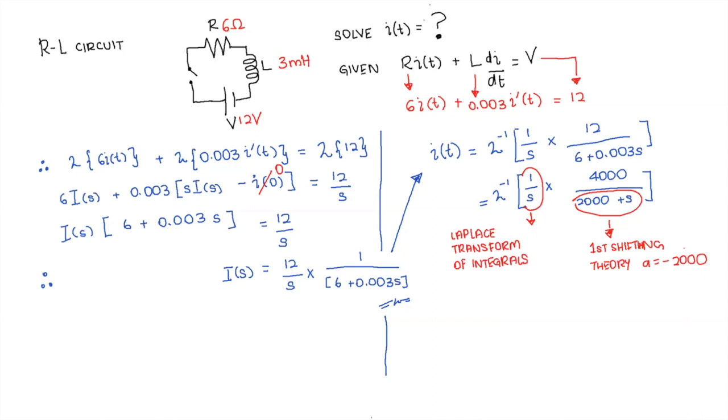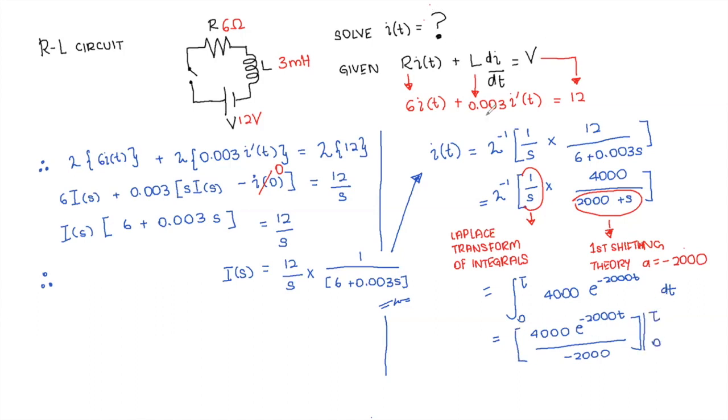So our current i(t) is equivalent to the integral, which is integrated from 0 to tau, because we have 1 over s on top there. So integration of 4000 multiplied with exponential to the power of negative 2000t, and don't forget your dt here. So your result here will be the whole thing in bracket 4000 exponential to the power of negative 2000t, and let's not forget over negative 2000, and it should be varying from our limits, which is 0 to tau.